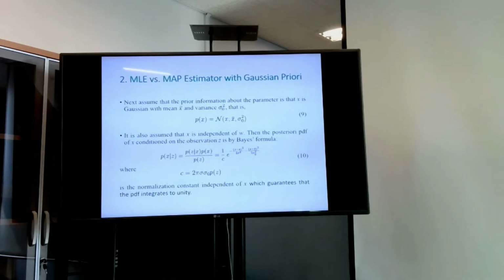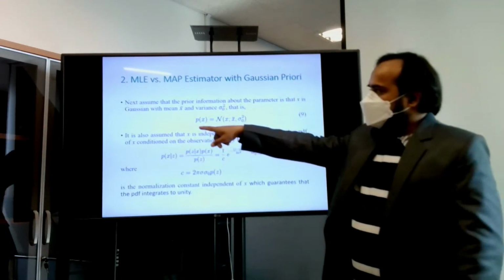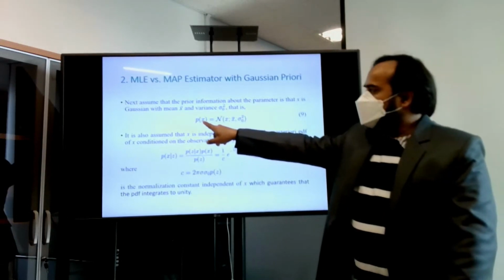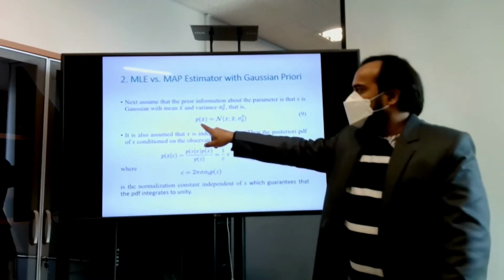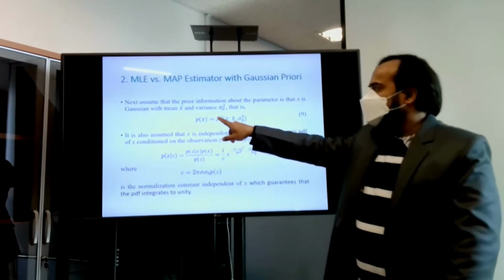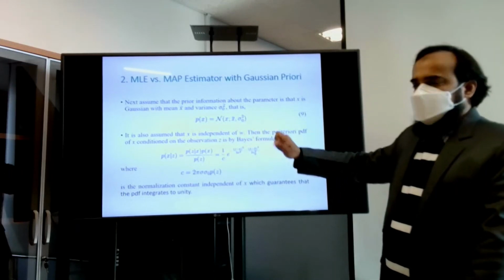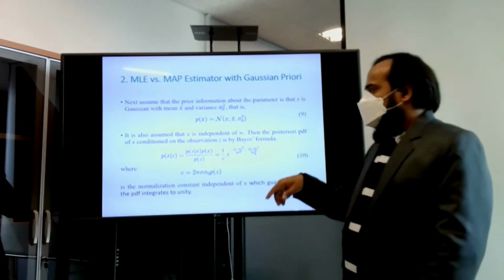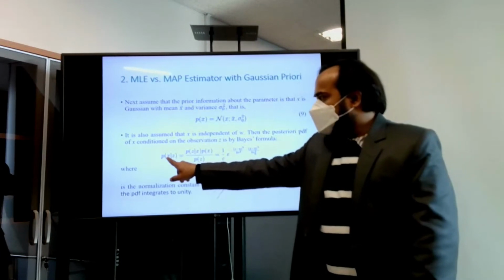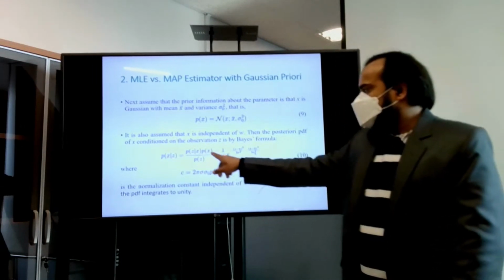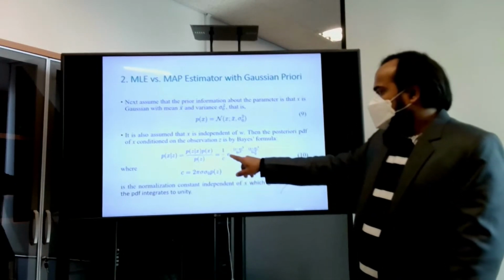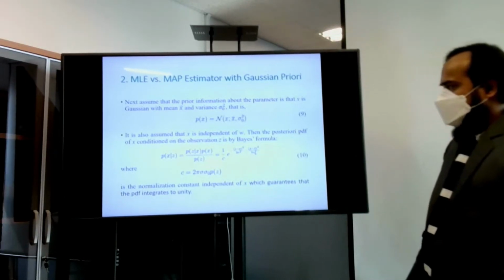Now next, assume that the prior information about the parameter is that x is Gaussian with a mean and variance, that is p of x. Now suppose p of x is given as a Gaussian variable, meaning it has a mean and variance. It is also assumed that x is independent of w. Then the posterior PDF of x conditioned on the observation z is, by the Bayes formula, this. So this is the same formula, equal to 1 upon c, where c is a normalization constant, times e to the power of this thing.